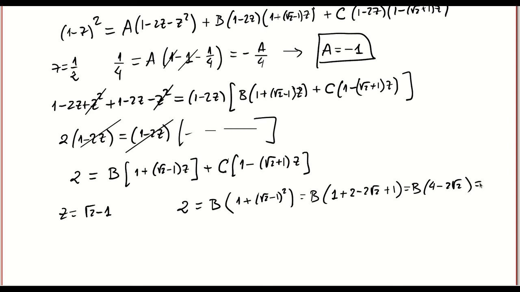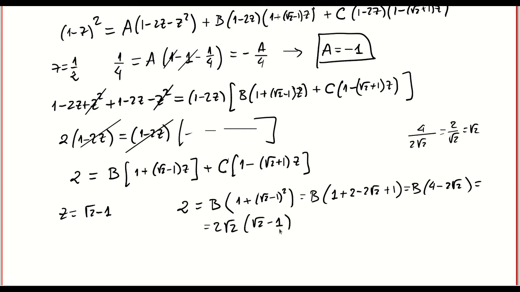Okay, I can factor out 2 square root 2 from this, and then I have 4 divided by 2 square root 2, which is just 2 over square root 2, and this is just square root 2. So I have square root 2 minus 1 here.